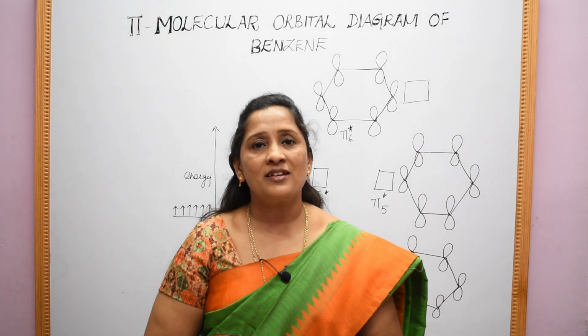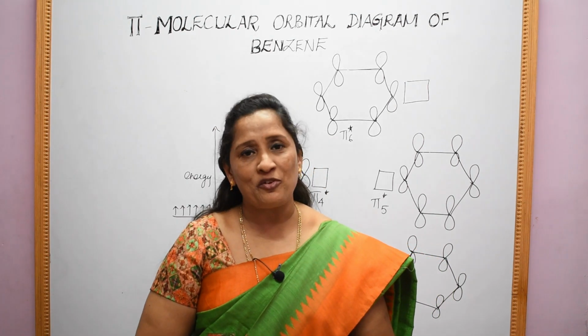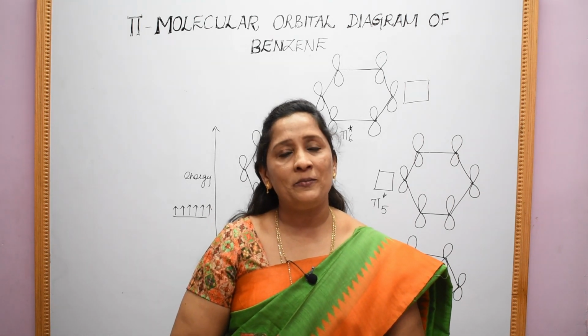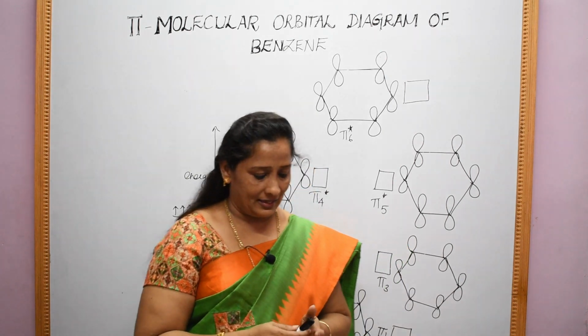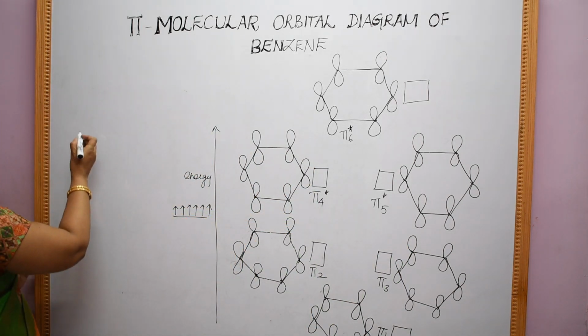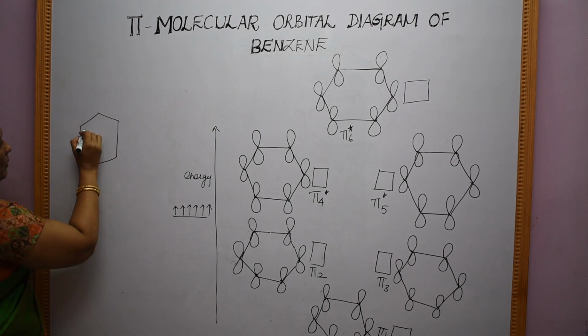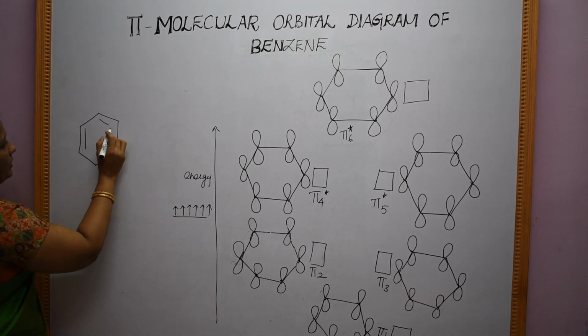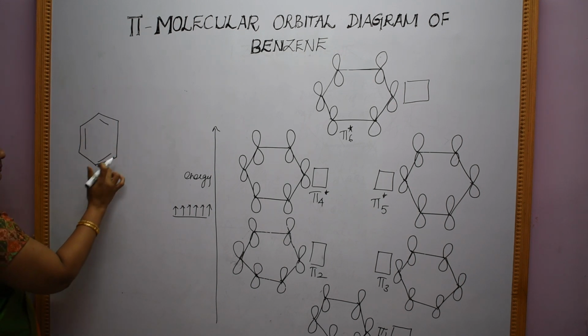In this lecture class, we are going to discuss the pi molecular orbital diagram of benzene. Let's get started. We know the molecular formula of benzene is C6H6, and this is a cyclic compound having alternate double and single bonds: double bond, single bond, double bond, single bond, and double bond.